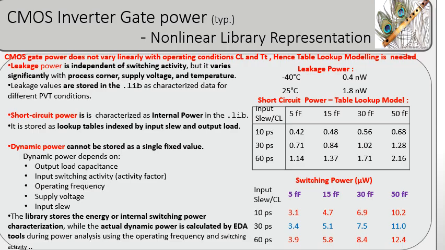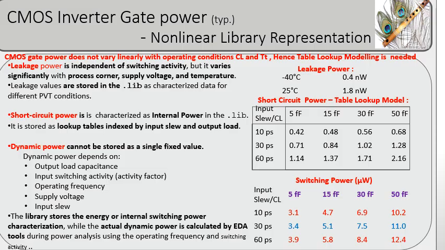Modern CMOS logic gates no longer exhibit linear timing and power behavior, especially in deep submicron technologies. To capture these nonlinear characteristics, standard cell libraries use the table lookup model, or TLM, where delay and power are stored as two-dimensional tables instead of a single equation.